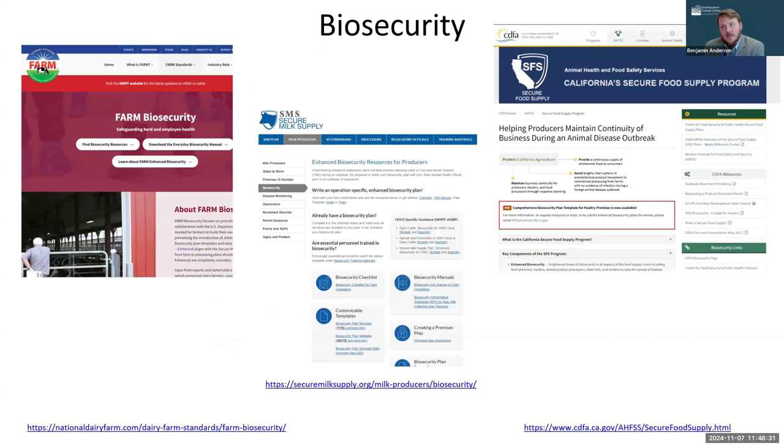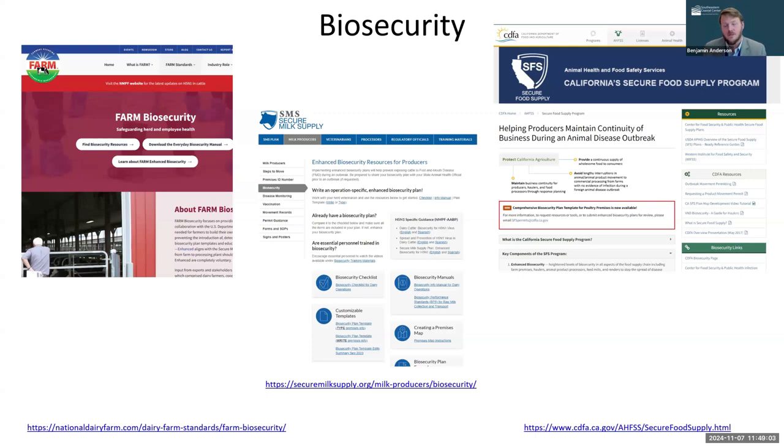And one of those resources is the biosecurity frameworks. One of the largest ones being used in dairy farms is put out by the Farm Standards Program. And this is a link here to the website, and they have really good resources and an updated program that allows individuals to implement a biosecurity plan within their operations. We also have similar resources through SMS, which is known as the Secure Milk Supply. And then every state is starting, I think, to also develop their own resources.